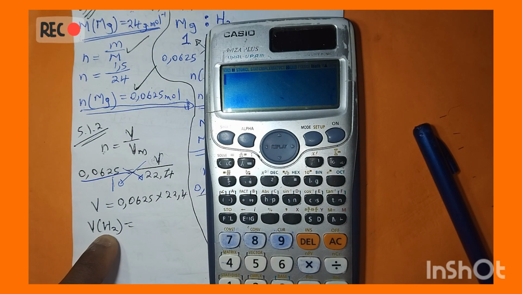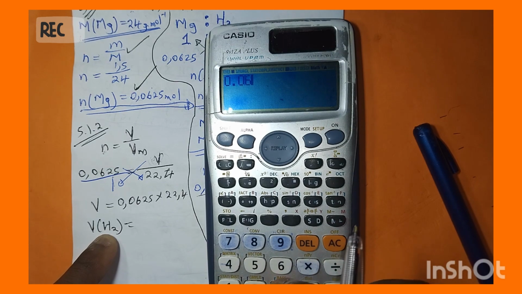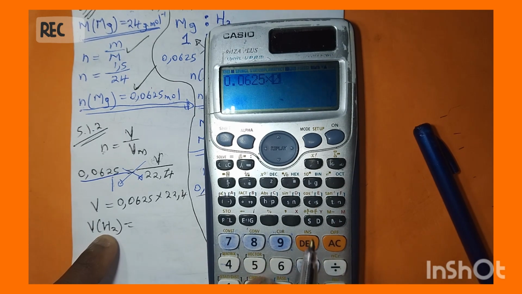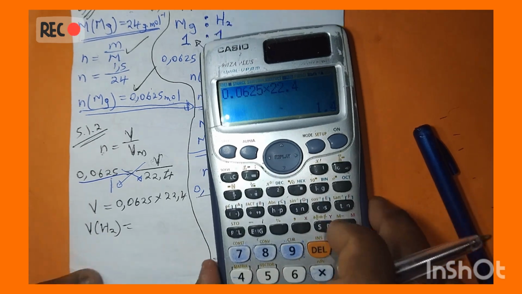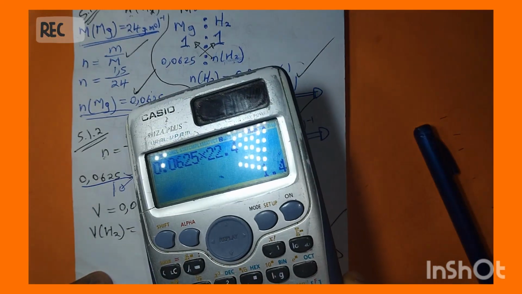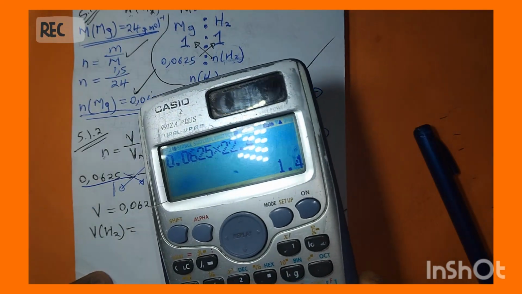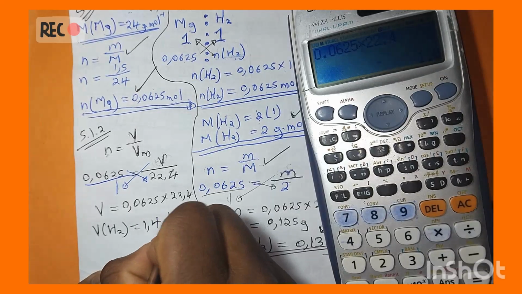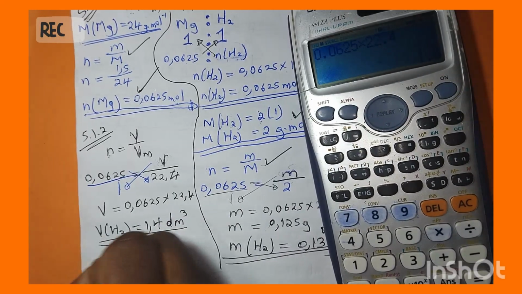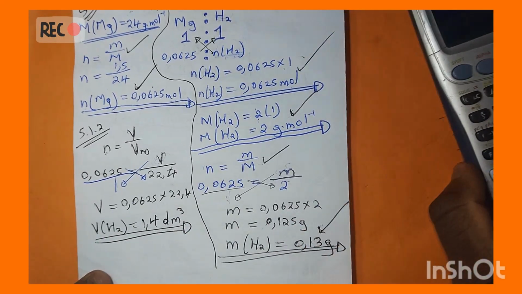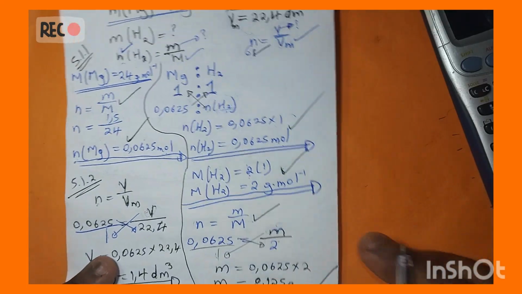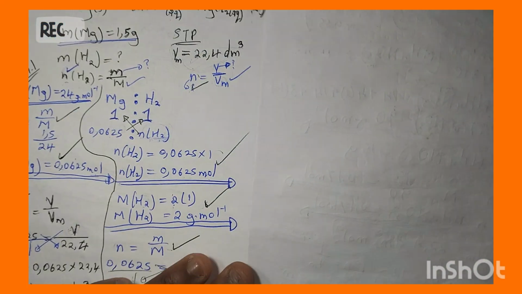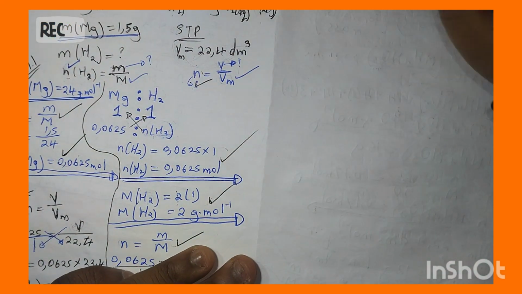The volume of hydrogen gas there will be this one multiplied by 22.4. So this one is the volume of hydrogen gas, which is in decimeter cube. Do you see? Yeah. So now let's dive deeper, guys, into the next question.